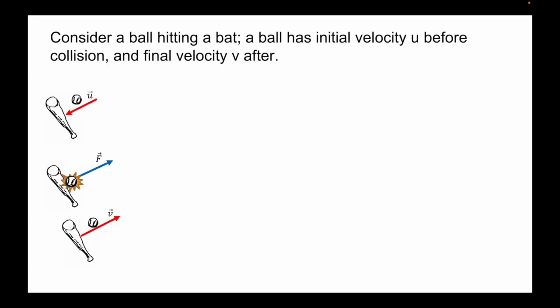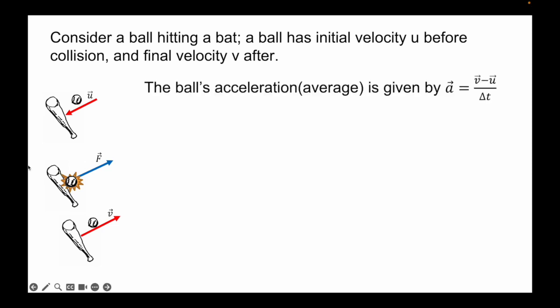Let's take a look at a ball hitting a bat in this case. The ball has an initial velocity u before the collision and a final velocity v. So here we have u about to strike it. In the second situation here, where we actually put a force on it, we can get the ball to fly off. But we will first look at this situation.